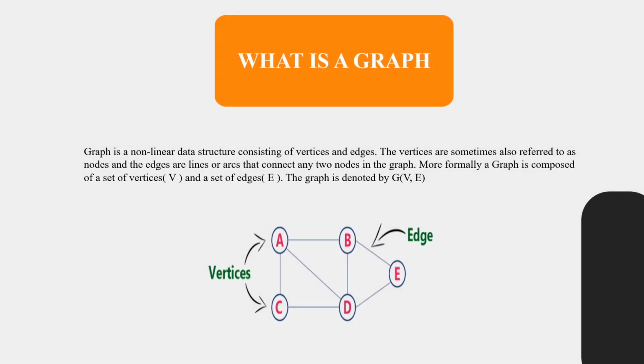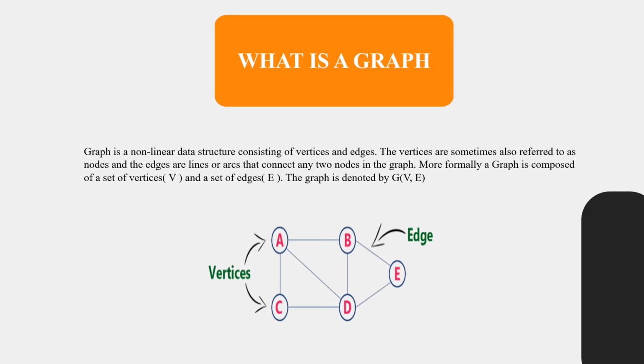What is a graph? A graph is a nonlinear data structure consisting of vertices and edges. The vertices are sometimes also referred to as nodes, and the edges are lines or arcs that connect any two nodes in the graph. More formally, a graph is composed of a set of vertices and a set of edges. The graph is denoted by V and E. So we can see vertices and edges in this given example.